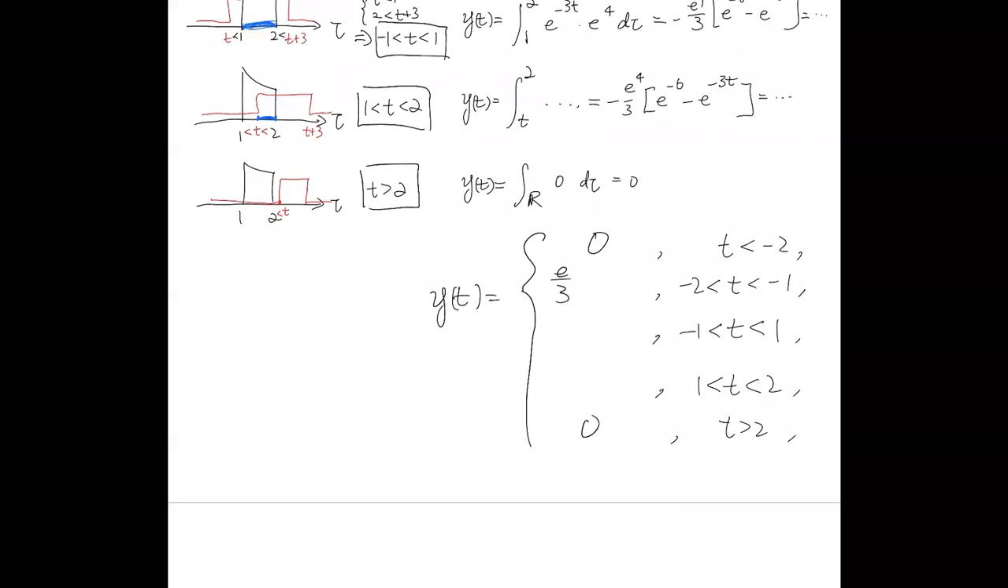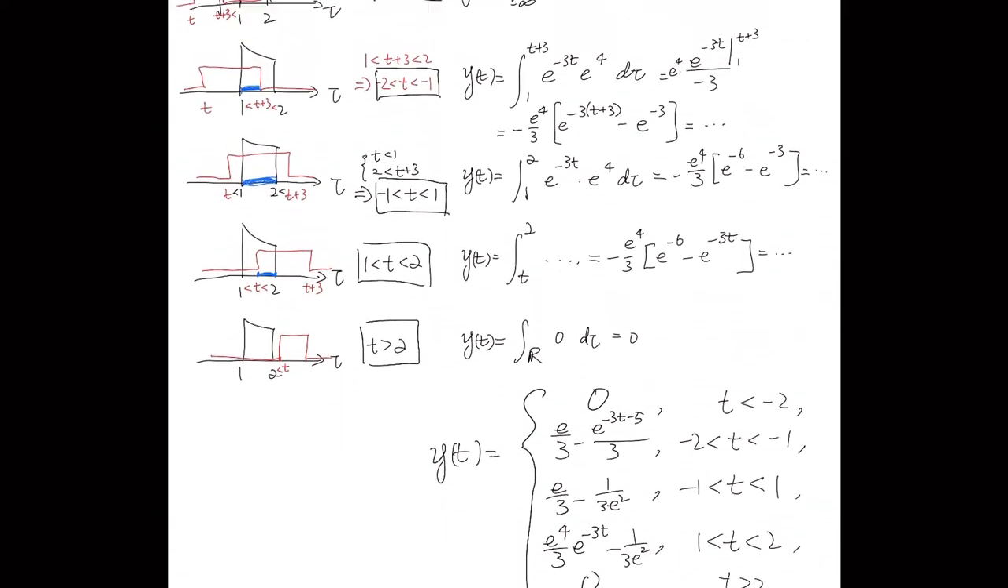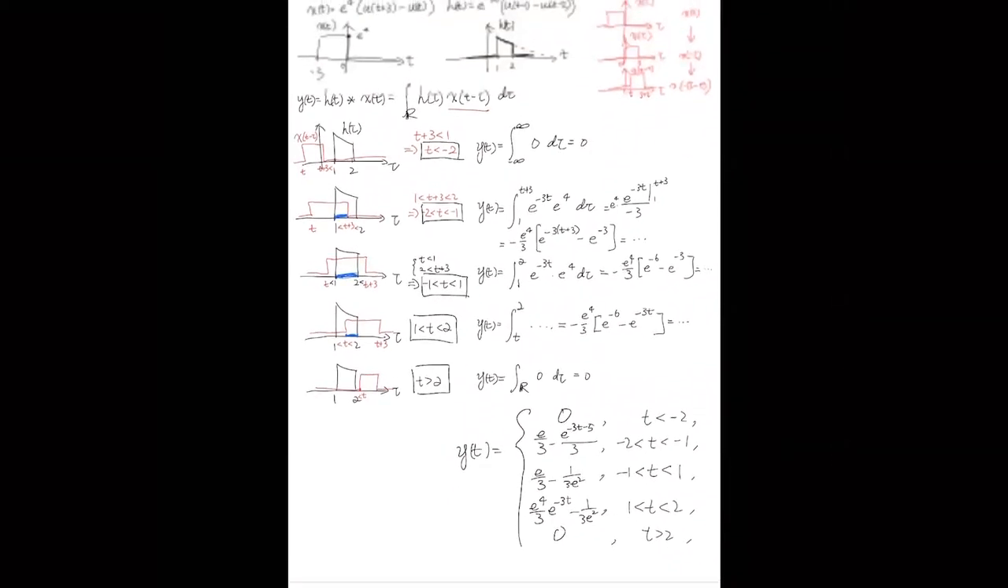It's e to the 4 over 3 times (e to the negative 3t minus e to the negative 5). Okay. Second one is e to the 4 over 3 times (e to the negative 3 minus e to the negative 6). And here is e to the 4 over 3 times e to the negative 3t, subtract by 1 over 3 e squared. Okay, so that completes this problem. I'll stop here.